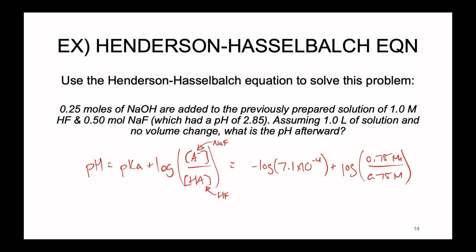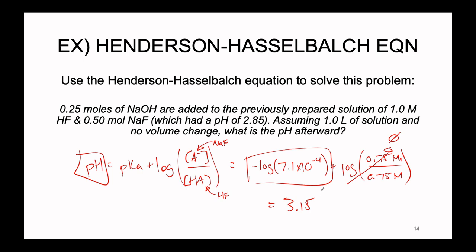Well, 0.75 divided by 0.75 is 1, meaning that if we take the log of 1, we get 0. Sorry, I want to make sure I'm not saying incorrect mathematics statements because my brain's jumping steps. The pH of our buffered solution is equal to the negative log of our Ka, the negative log of 7.1 times 10 to the negative 4, which is exactly what we calculated before, 3.15.